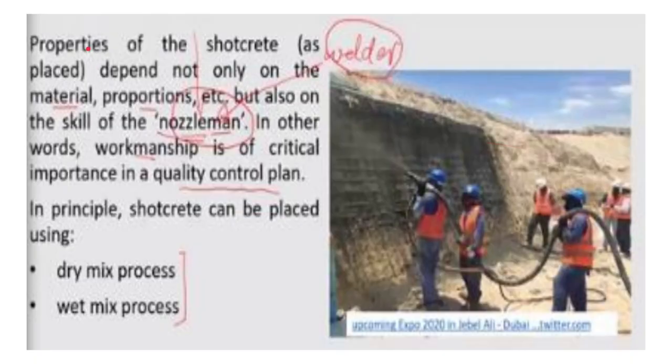The properties of shotcrete as placed depend not only on the material proportions, but also on the skill of the nozzleman, that is the workmanship. Not only the material proportions play a role, also the skill of the person who is handling the nozzle, or spraying the concrete. His or her skill also plays an important role. In other words, workmanship is of critical importance in a quality control plan.